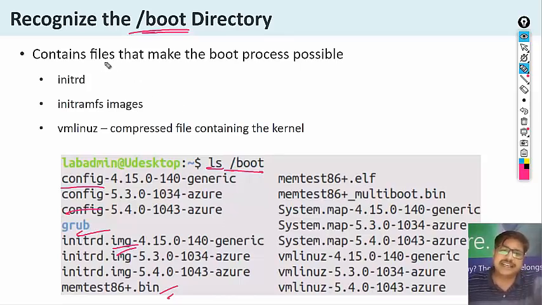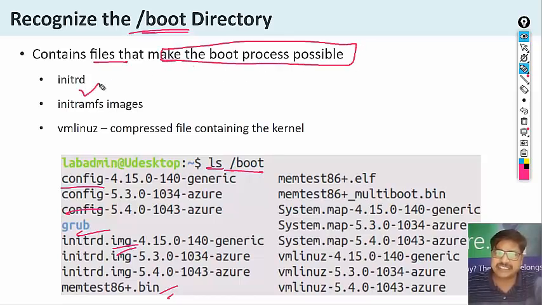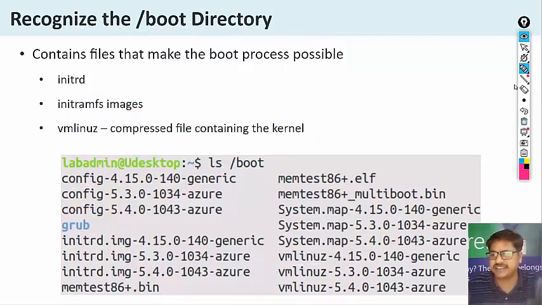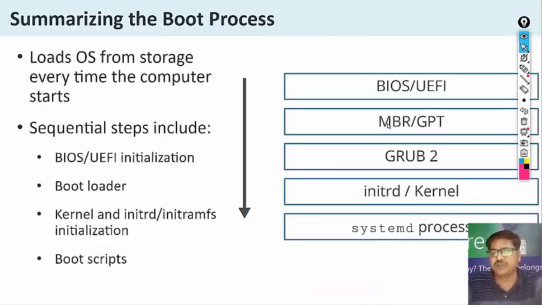This boot directory contains the files that make the boot process possible. The files are the initrd, initramfs images. These are the images, and vmlinuz is a compressed file containing the kernel. If you want to check all these files, go to that particular location, open the file and check the content. If you have good enough knowledge of programming, then you will understand.